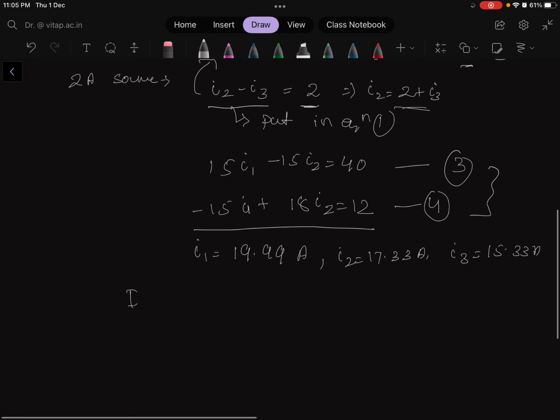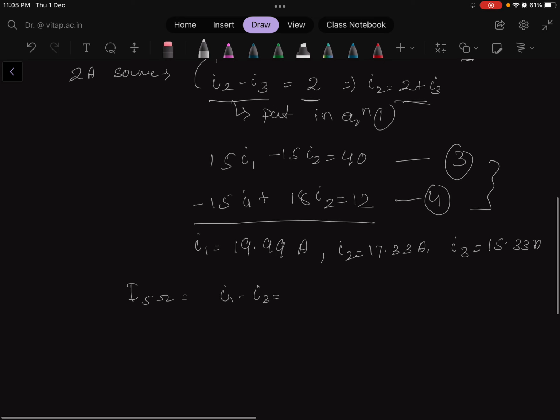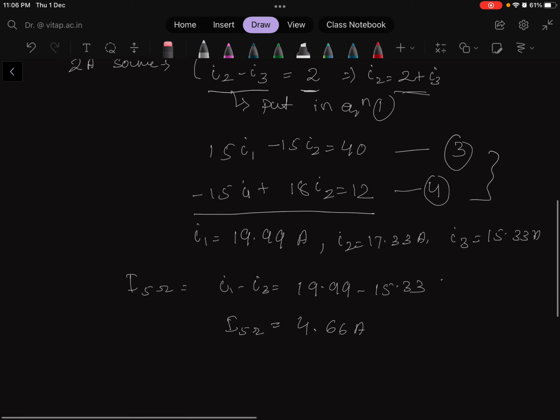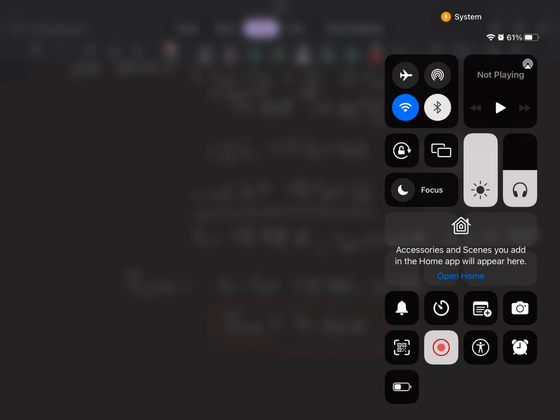So, the current in the 5 ohm resistance equals I1 minus I3, and that equals 19.99 minus 15.33, which is 4.66 amperes. Okay, so this is the value in the 5 ohm resistance. This is how you can use the super mesh concept.